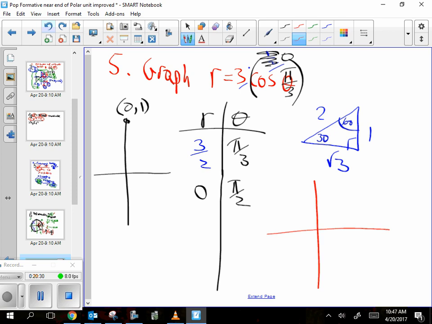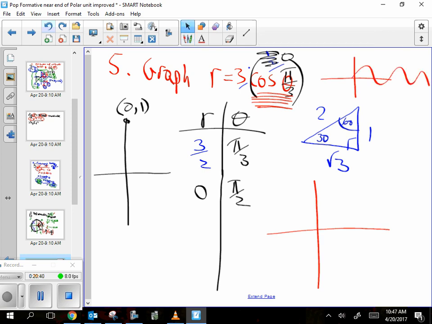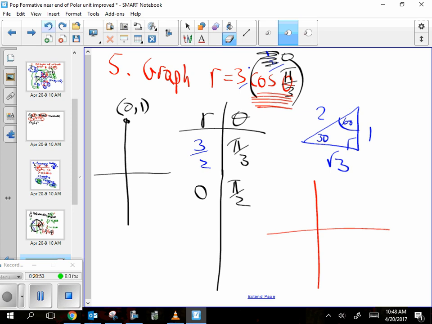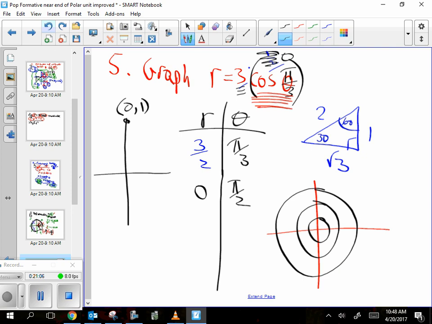I want you to just think this through. Cosine can never be bigger than 1 normally. When you think of the cosine graph, it just goes up and down, right? And 1's the highest it ever gets. So if cosine's biggest it can ever be is 1, then I times it by 3. 3 is the biggest this graph could ever be. Okay, so I'm going to make 3 circles. That's radius 1, that's radius 2, that's radius 3. So 3 is the biggest it could be.